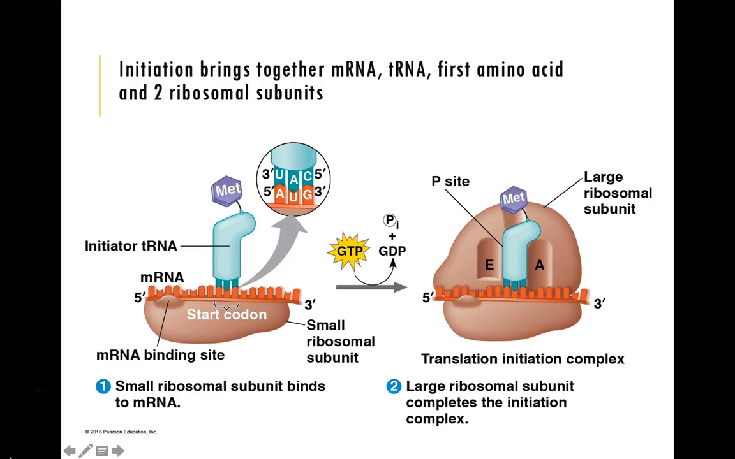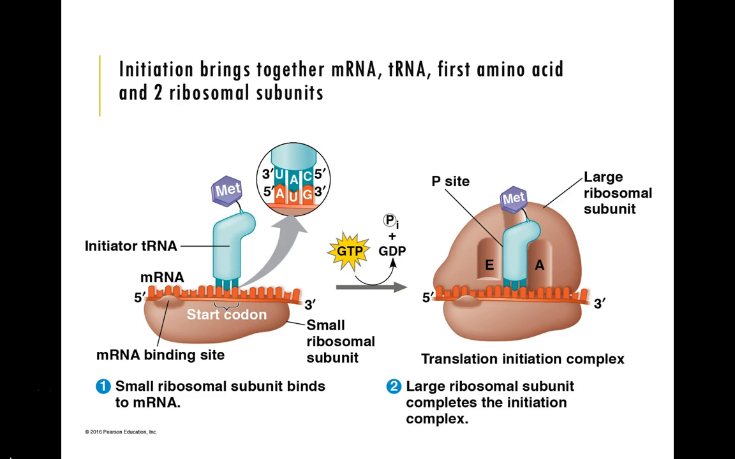So now we have our small subunit and our large subunit. We have our messenger RNA and we have our stockpile of transfer RNAs. The first step in translation is initiation, just like in transcription. In initiation, everything comes together.